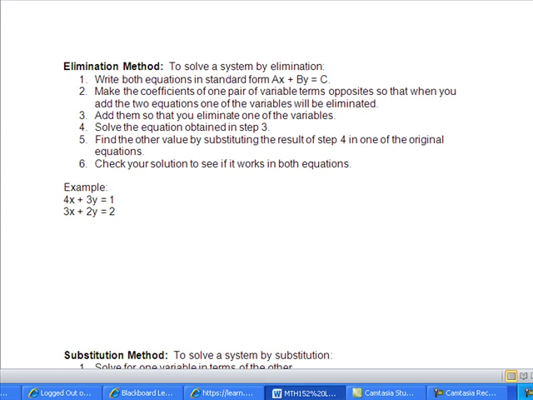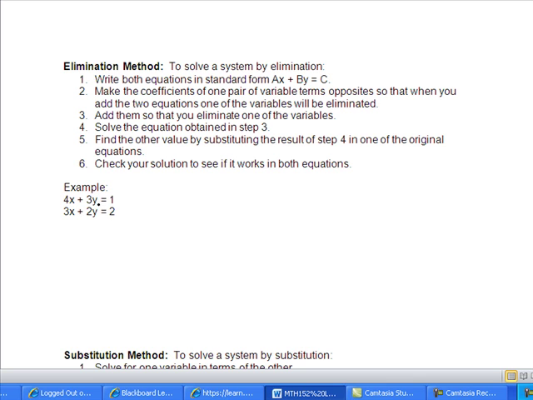So -3 times the bottom equation gives -9x minus 6y equals -6. Adding, we get -x equals -4. Multiplying or dividing by -1, we get x is 4.